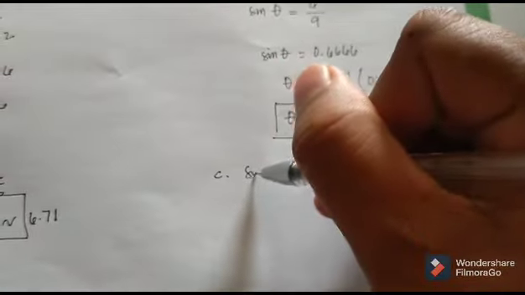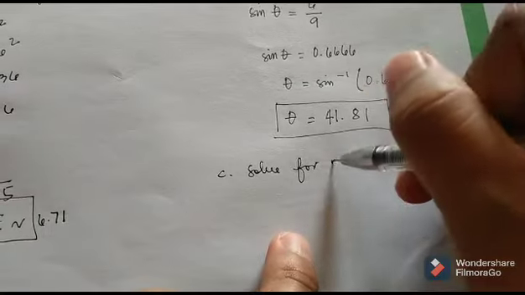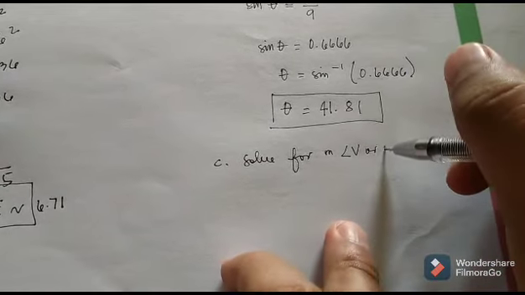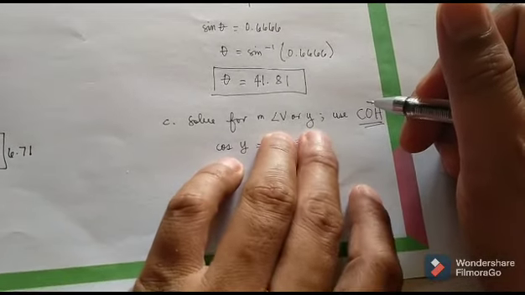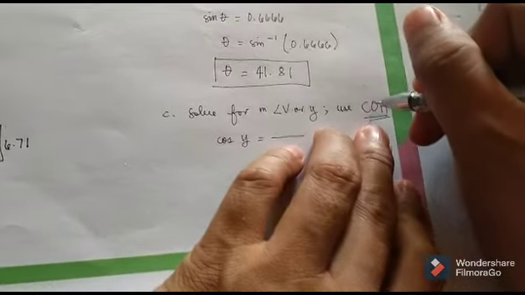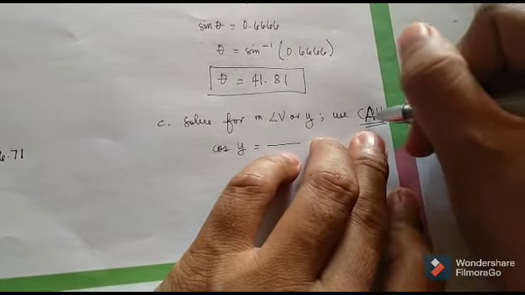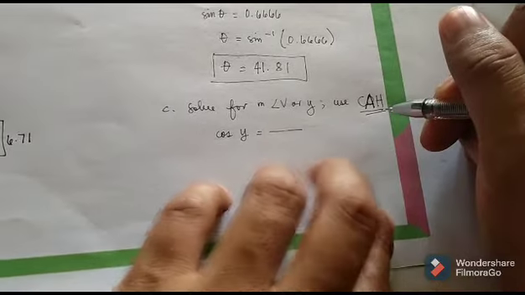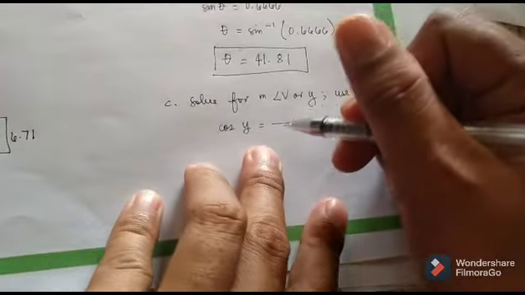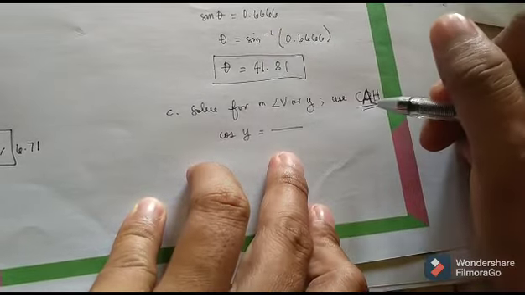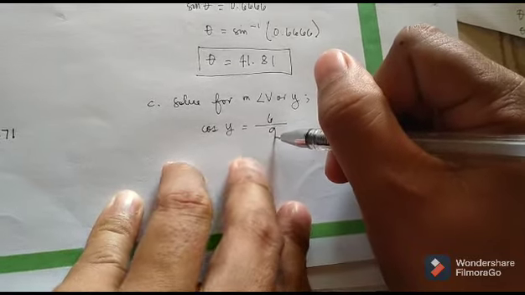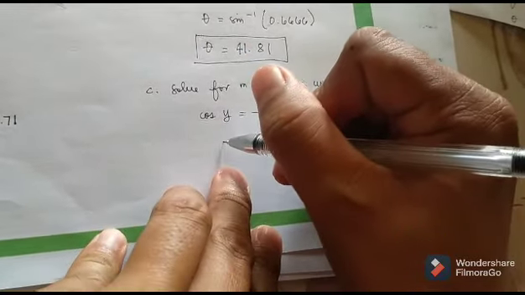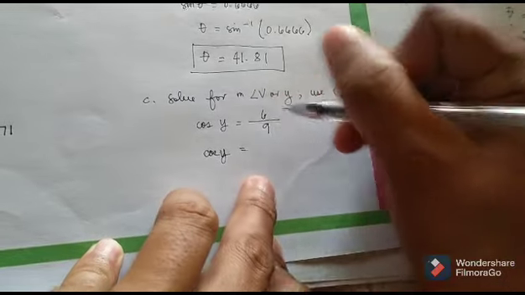In such a way, for letter C, solve for the measure of angle B or Y. Once again, we have here solve for the measure of angle B or angle Y. We'll be using cosine, which is adjacent over hypotenuse. So cosine y is equal to our adjacent, which is 6, over our hypotenuse, which is 9. To simplify, cosine y is equal to, what is 6 divided by 9?